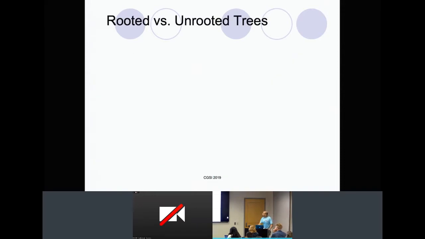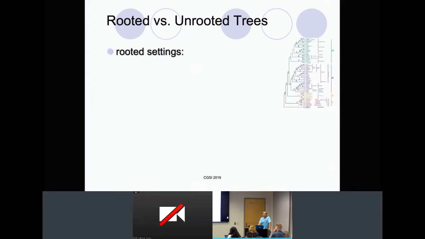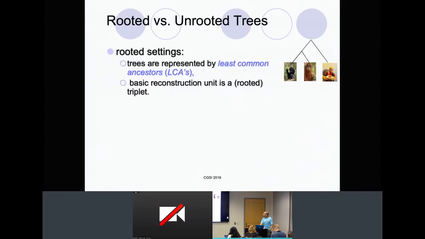Okay, so rooted versus unrooted. In the rooted setting, this is the way that we see the tree, and it should be very familiar to all of you. Here the least common ancestor is the piece of information, and the basic reconstruction unit is a rooted triplet, okay?